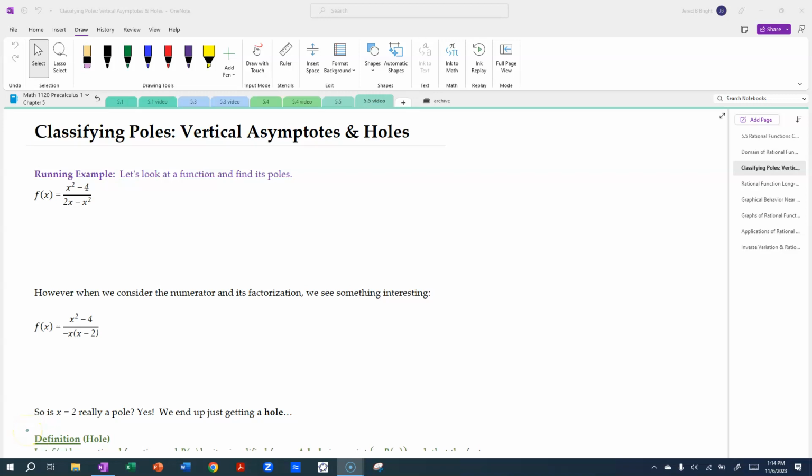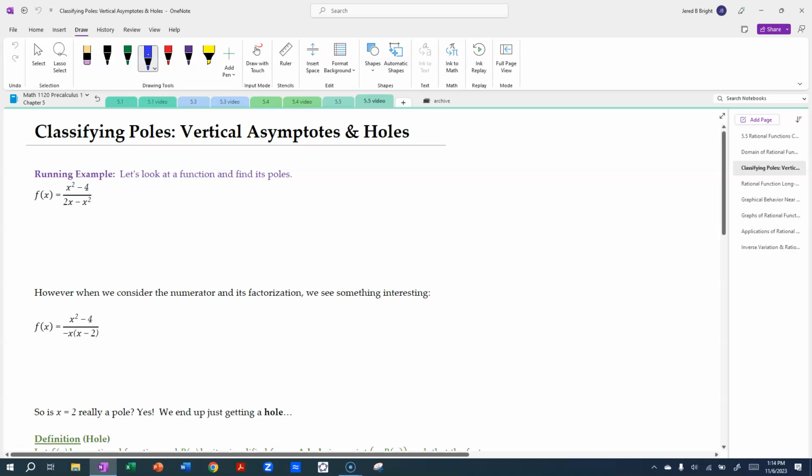Welcome back. In this video, we are continuing to look at rational functions, and we're actually going to see that the poles that we find can be classified as one of two things, either a vertical asymptote or a hole. As we go through this video, we are going to look at one example and talk in depth about that example. So the function that we're going to work with is x squared minus 4 over 2x minus x squared.